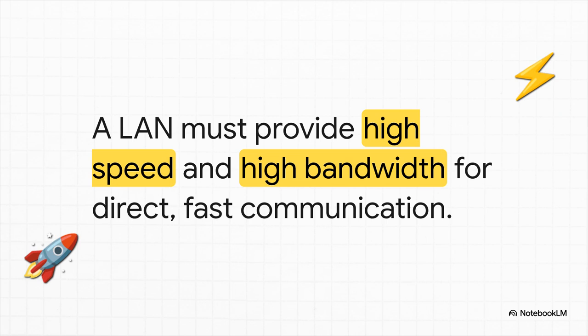A LAN has to provide really high speed and what we call high bandwidth. You can think of bandwidth as a giant multi-lane highway for your data. The more lanes you have, the more data can zoom through all at once. This is exactly why you can stream a 4K movie from a computer in one room to a TV in another without any of that dreaded buffering. The connection is local, direct, and just incredibly fast.